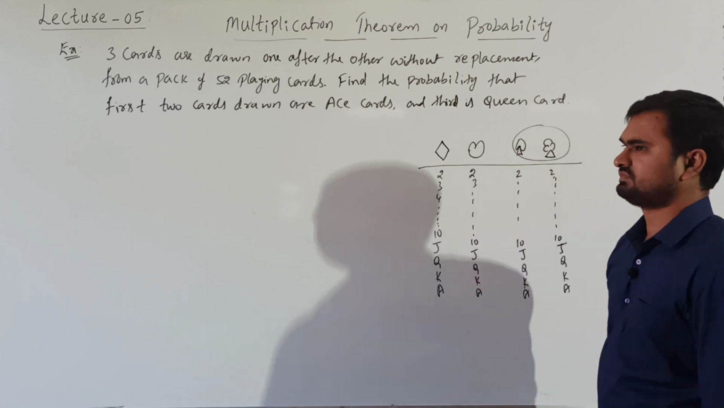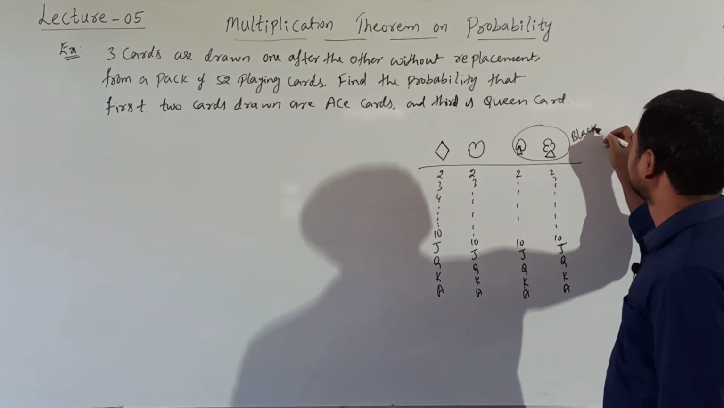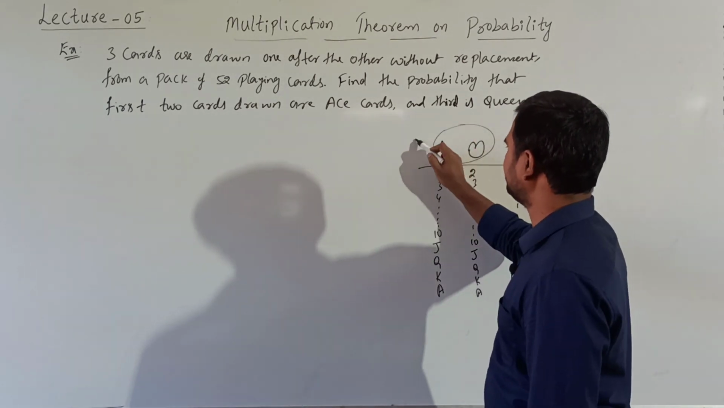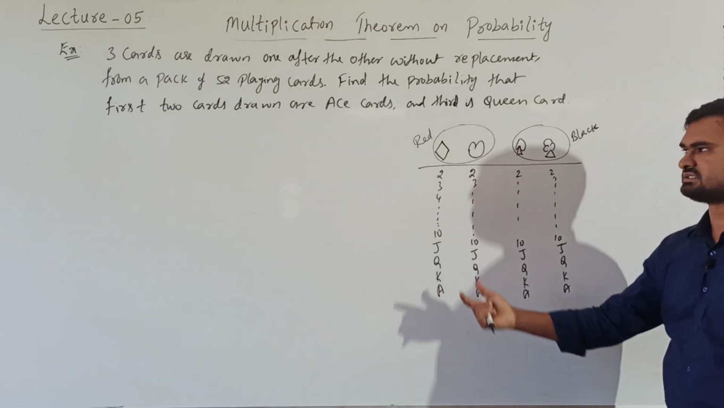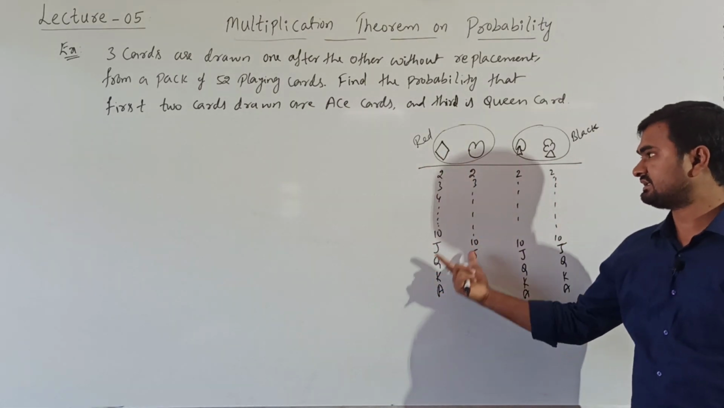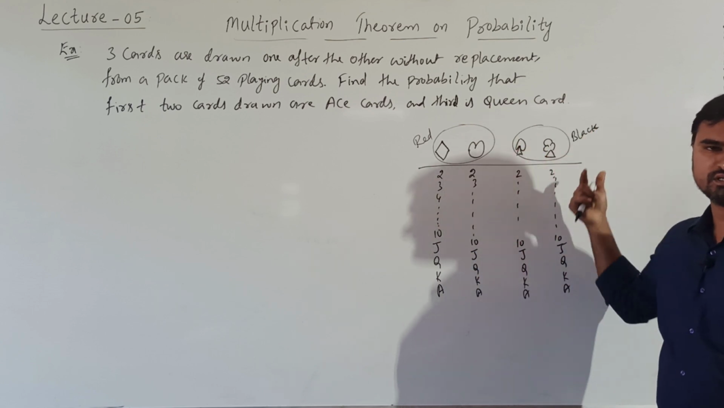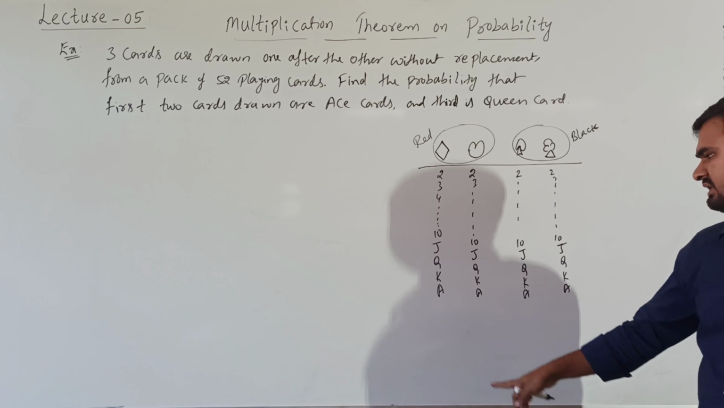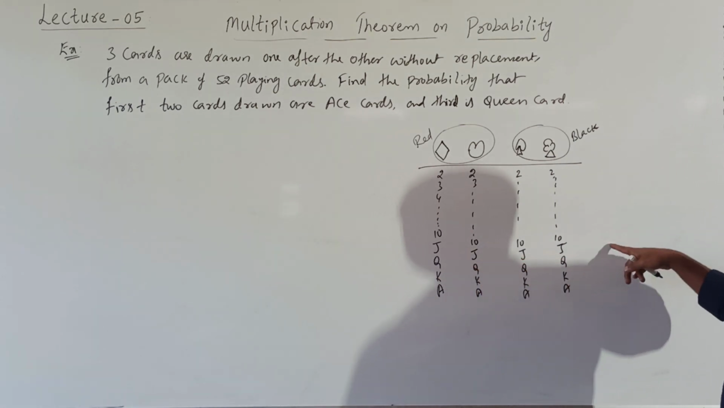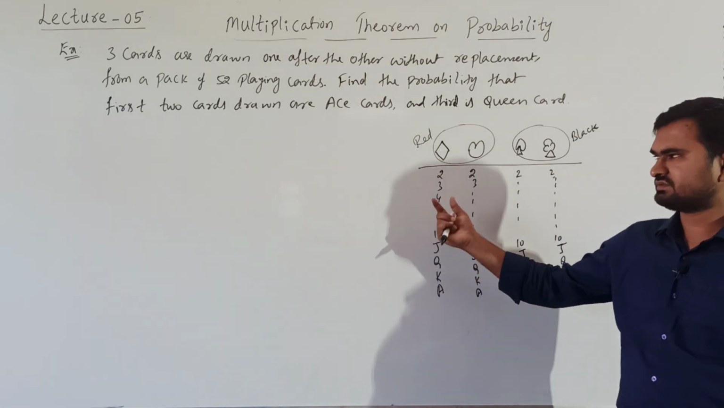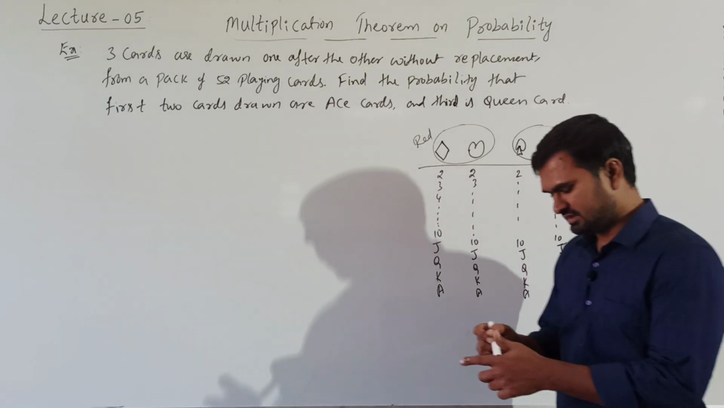Now these two, spade and club, are black cards, and these two are red cards. So in total there are 26 red cards and 26 black cards. How many diamond cards are there? 13. Hearts cards are 13, spade cards are 13, club cards are 13. So there will be 4 ace cards, 4 king cards, 4 queen cards, 4 jack cards. Any number we take, it will be 4 times.